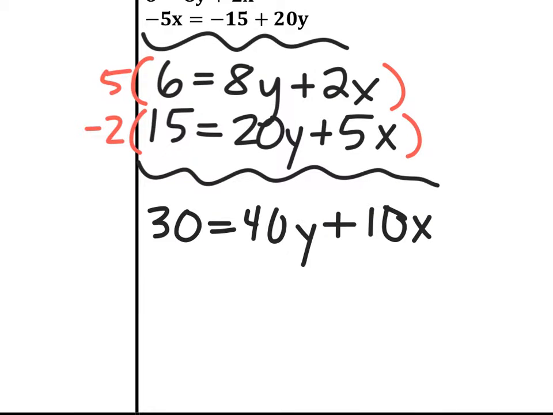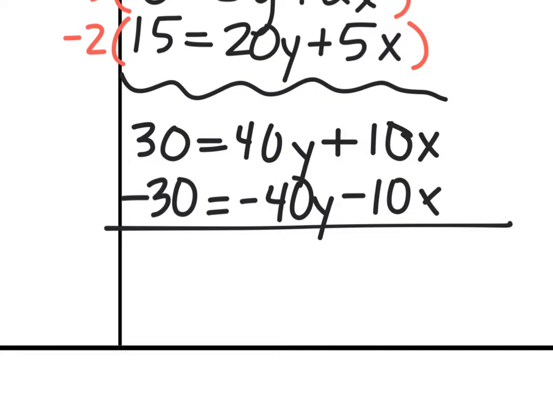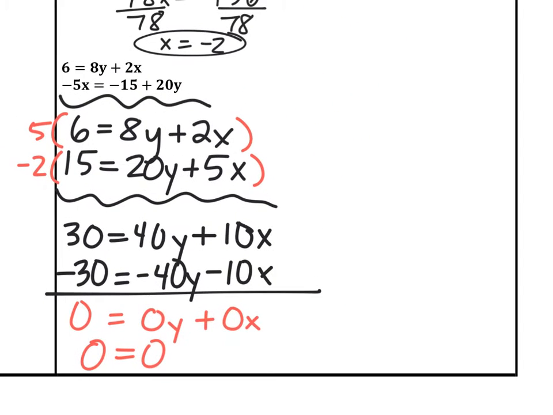Ooh, that was ugly. So 0 equals 0y plus 0x. In other words, 0 equals 0. What do I say? Thank you for not saying all real numbers. Yes, infinite solutions.